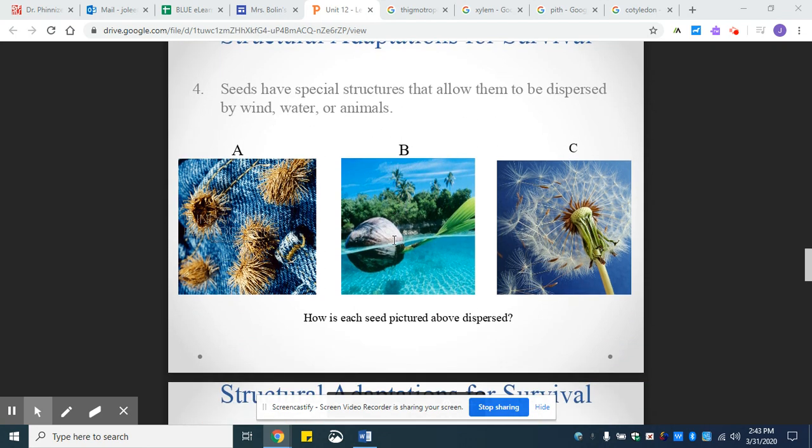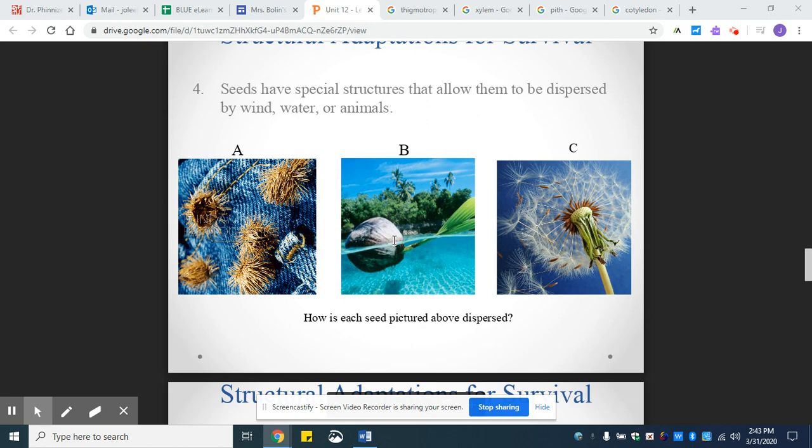4. Seeds have special structures that allow them to be dispersed by wind, water, or animals. And it's asking you how is each seed pictured above dispersed, if you're looking along with me. A would be probably more like dispersed by animals.